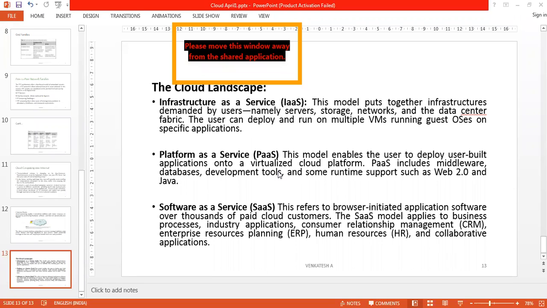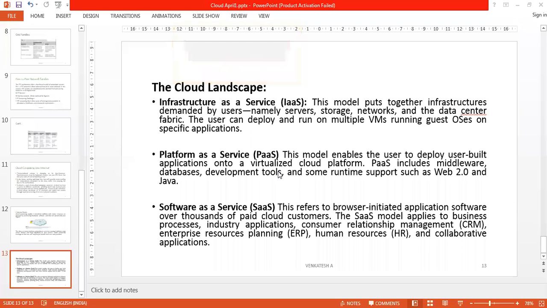And PaaS includes middleware support, database support, and it will also provide you some virtualized development tools, which you can actually install on your guest operating systems and start working. And some runtime support such as Web 2.0 and Java related services.